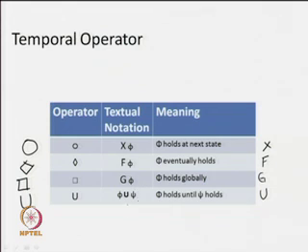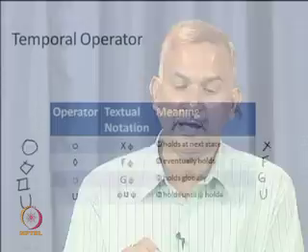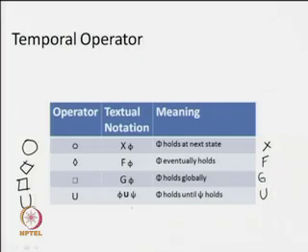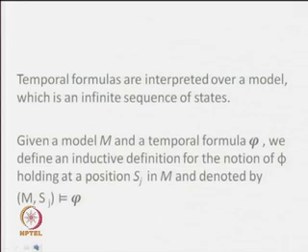And phi until psi. It is a binary operator, we have two formulas phi and psi. It says that phi remains true until psi holds. In that particular case, we say that phi until psi holds in a particular state. So, basically we are going to look at these 4 temporal operators, and we will see now how we are going to represent them and how we are going to define the meaning of these operators.